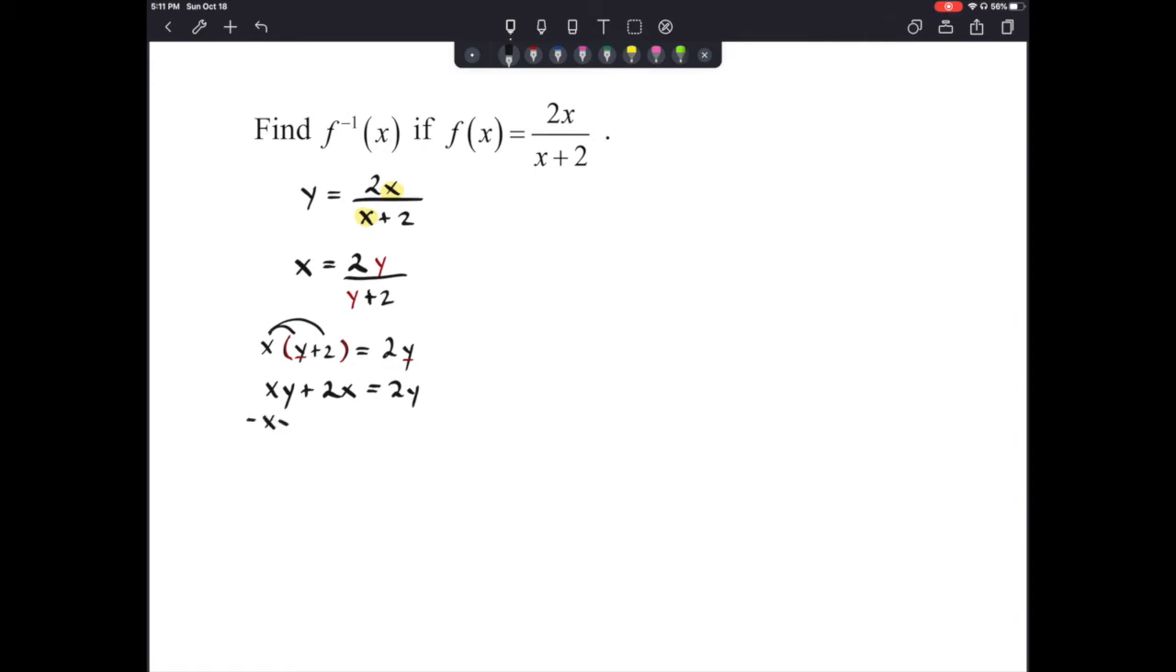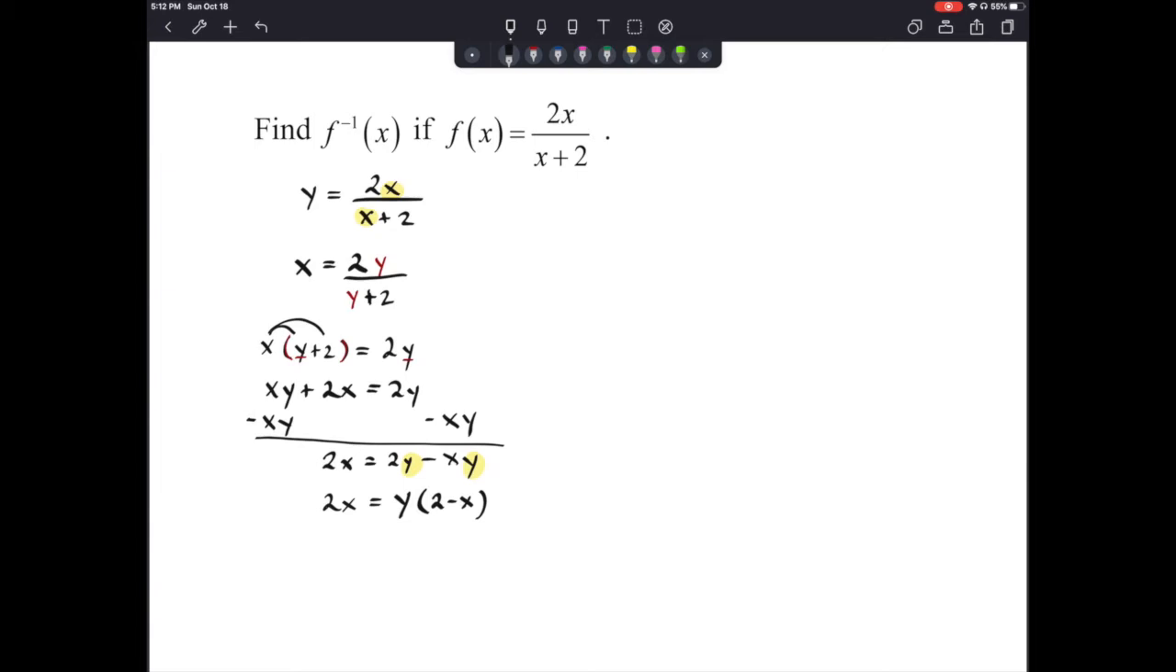Now let's get all our y's together on the same side. We've got 2x is equal to 2y minus xy. Now we can find a way to write just a single y, right? They both have y as a factor. So if we factor out y, we're left with y times 2 minus x equals 2x.